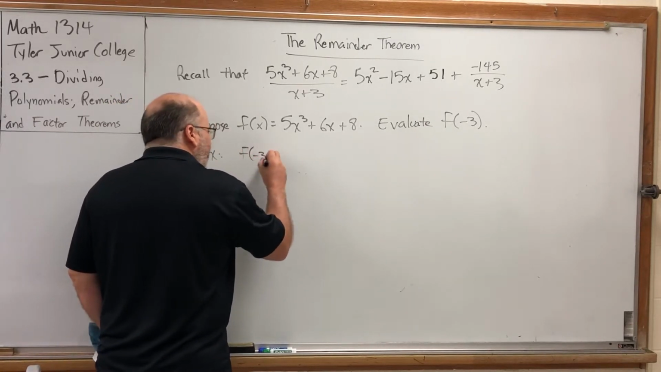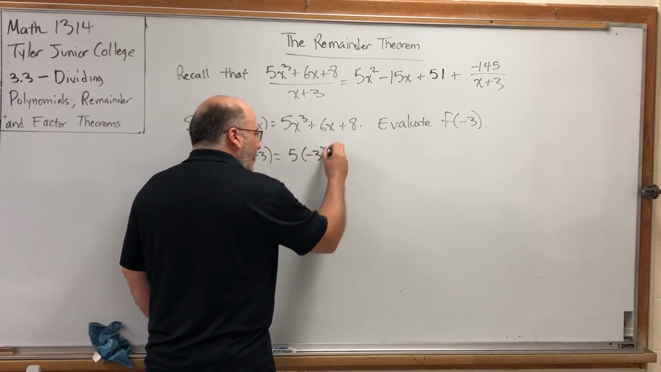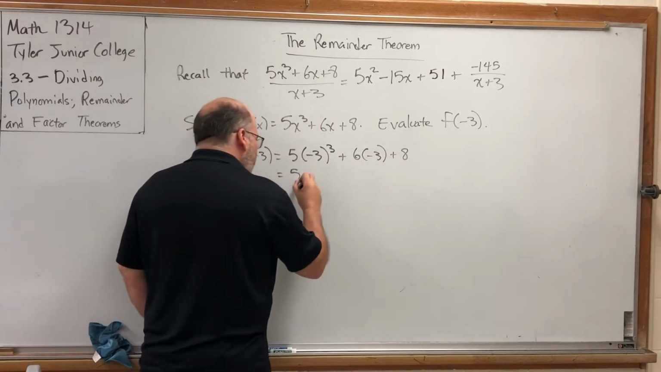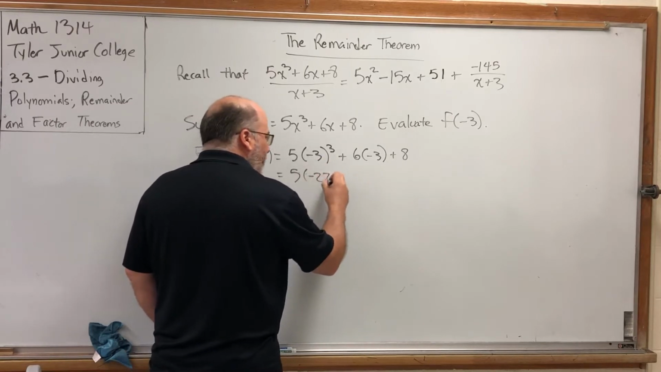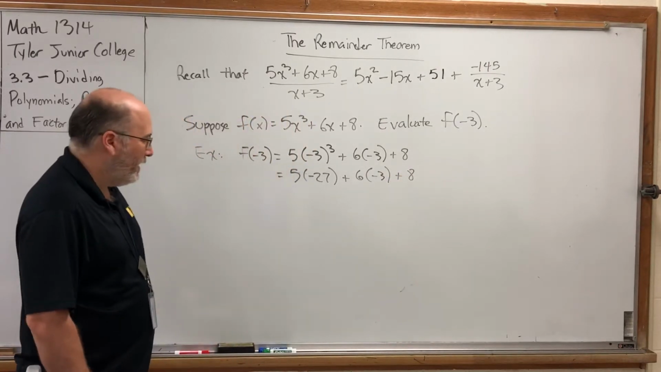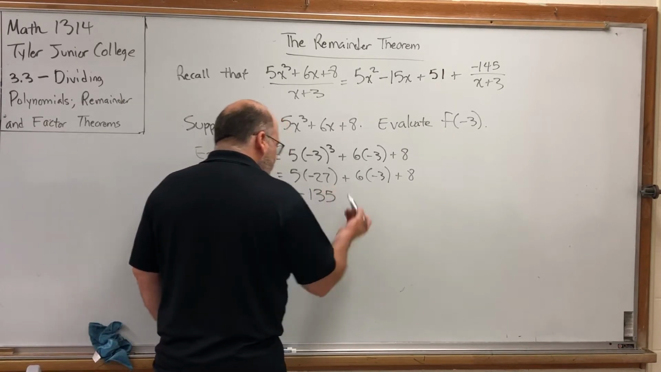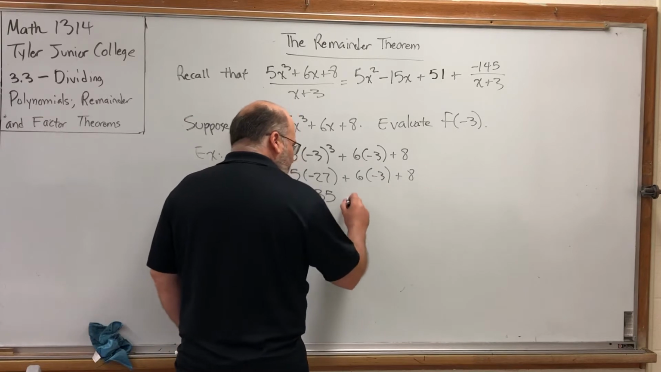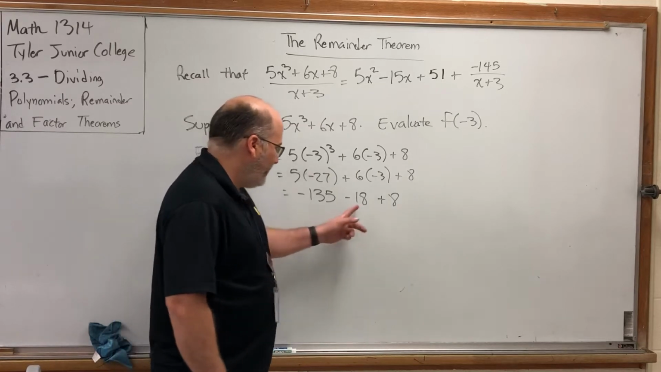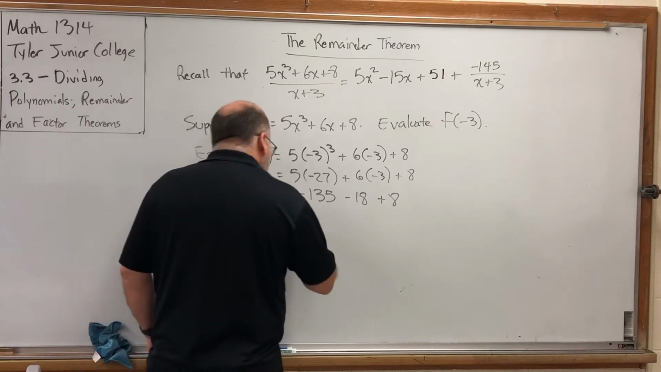If we evaluate f of negative 3, we need to substitute negative 3 for each x. So we'll get 5 times negative 3 to the third power plus 6 times negative 3 plus 8. Negative 3 to the third power is negative 27. So let's go ahead and do the exponent. Everything else stays the same. And now let's multiply. 5 times negative 27 is negative 135. Positive 6 times negative 3 is negative 18. And then the plus 8. Well, the negative 18 and the plus 8 combine to make a negative 10. So negative 10 and negative 135 is negative 145.